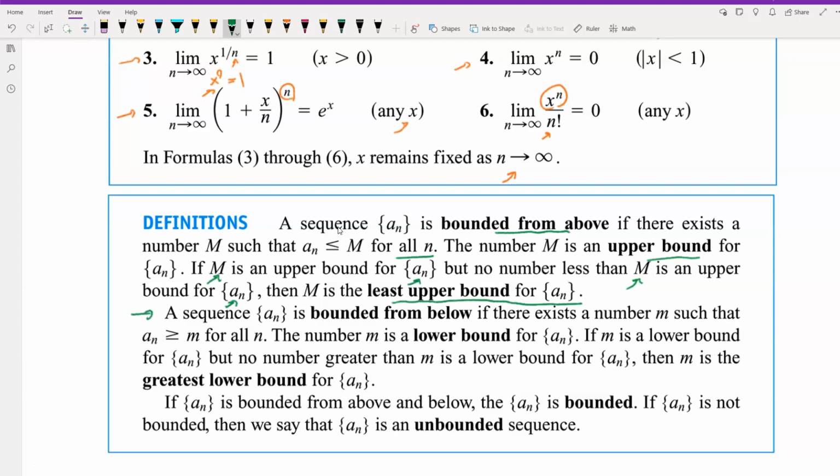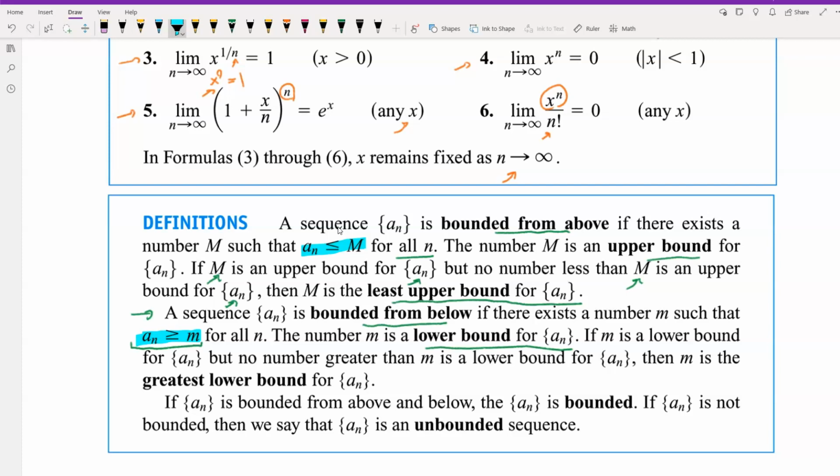Next, a sequence a_n is bounded from below if there exists a number m such that a_n is greater than or equal to m for all n. The number m is a lower bound for the sequence a_n. So the difference between these two: on top we have a_n less than or equal to M, but here a_n is greater than or equal to lowercase m.